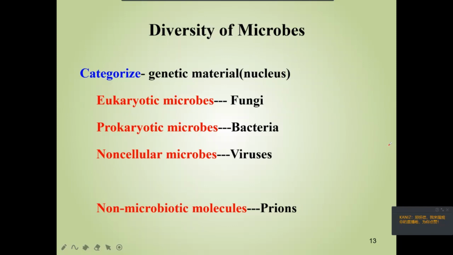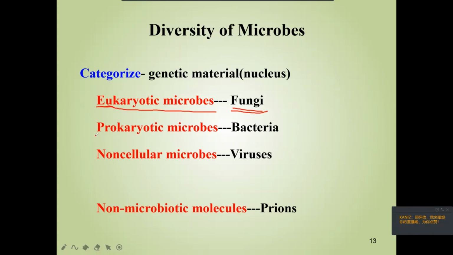Diversity of microbes. According to their genetic material, like either DNA or RNA, or how the genetic material is organized, microorganisms can be divided into several categories. For example, the first one, eukaryotic microbes. In this word, eukaryotic, EU means real. So eukaryotic means that in those cells, there is a real nucleus. There is a membrane-surrounded nucleus. And we'll learn a lot of fungi in this group, such as yeast. We can use the yeast to make bread, to make beer.